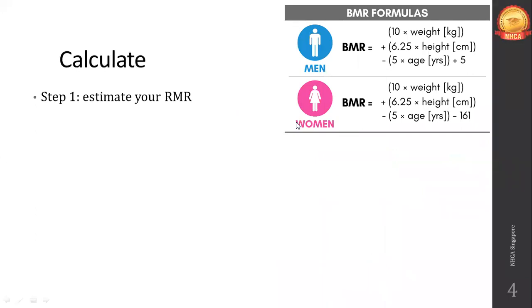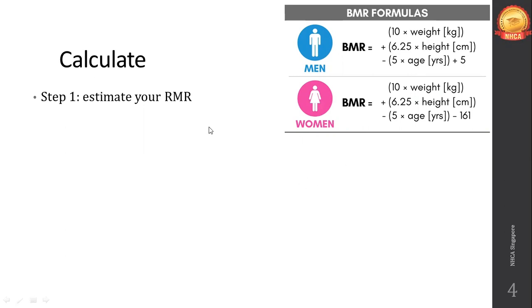Now, doing the calculation part of estimating how much calories one may require. We are using the same Mifflin and St. George formula. First you have to estimate your resting metabolic rate. These are the formulas for basal metabolic rate or resting metabolic rate. There is just a small difference: for males you will add 5, and for females you will subtract 161. That's the only difference between these two formulas. You have to consider the person's weight, height, and age.